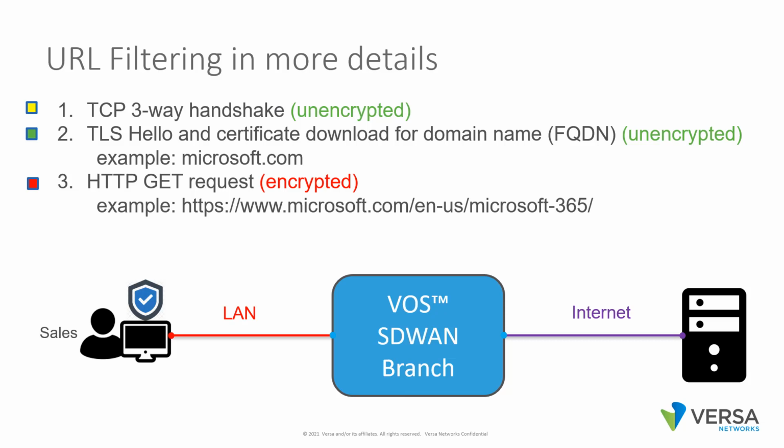Now, let's review in a little more detail how URL filtering actually works and what the process of establishing the HTTP connection to the web server is. So let's say that we have a user on the left, which is the sales user. And this user is trying to access the Microsoft website for Office 365. The very first thing that will happen is the user will establish a three-way handshake to establish the TCP session. So we have this session established, and the next step is the TLS hello.